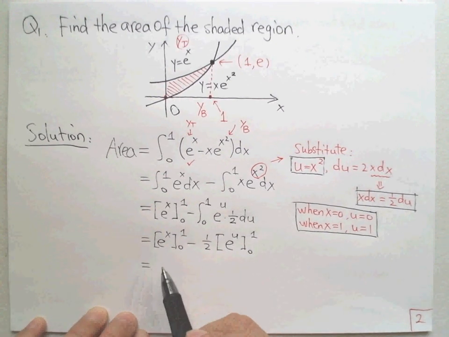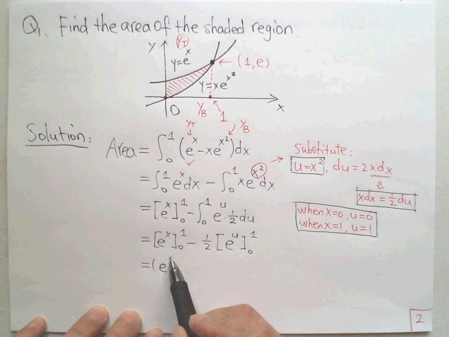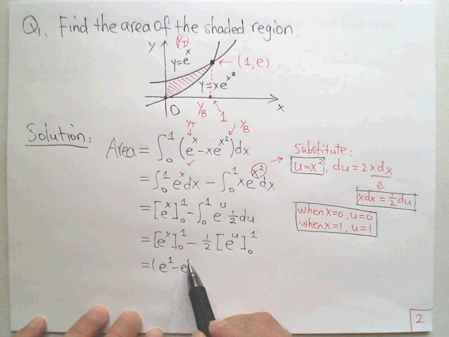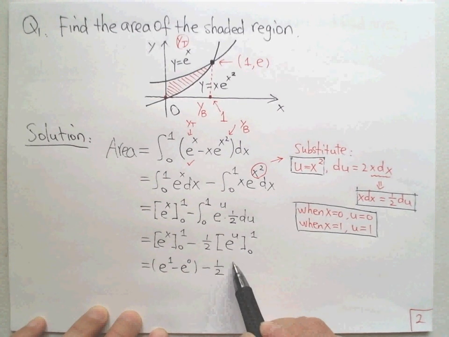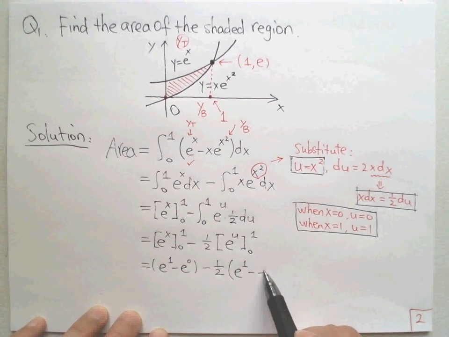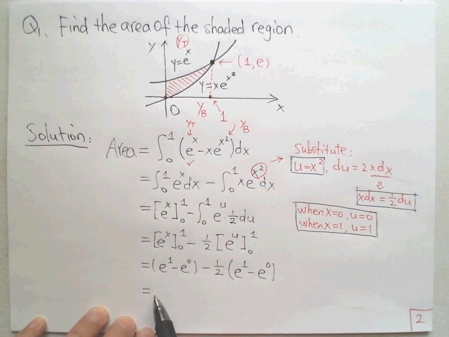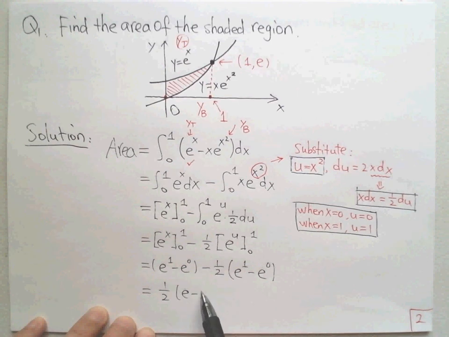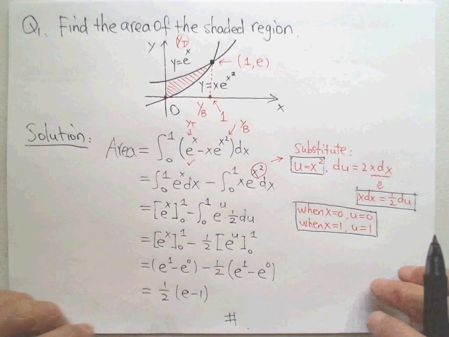Now just do the calculation. The first is e raised to the 1st power minus e raised to the 0 power, and 0's power is 1. Minus the second, 1/2 times e raised to the 1st power minus e raised to the 0 power. Then simplify to get the result, 1/2 e minus 1. Use the exact value. This is the first part.